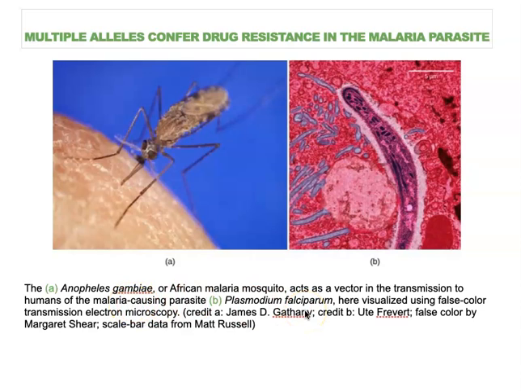And using false color scanning electron transmission microscopy here, you can see this is the organism here, and what it means is that alleles confer drug resistance to this. The alleles of the genes that are expressed on the surface of the malaria parasite are what save it from, wait for it, chloroquine and hydroxychloroquine, the drugs that were causing all the rage for COVID-19 treatments at the time, which actually work well for stopping the malarial parasite.